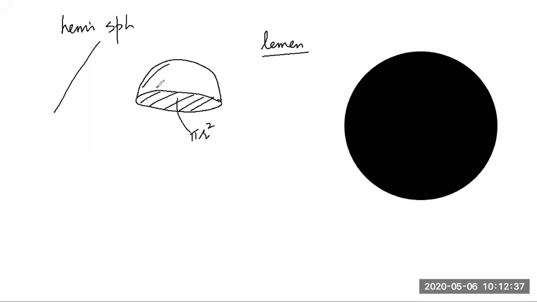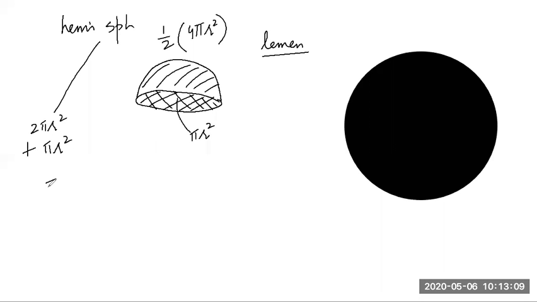Now, the curved area of the hemisphere would obviously be half of the area of the full sphere. The curved area of the full sphere is 4 pi r square. So the hemisphere's curved area would be half of this, that is 2 pi r square, plus this other surface which is generated at the bottom of the hemisphere, that is pi r square. So guys, you can say the surface area of a hemisphere is 3 pi r square.